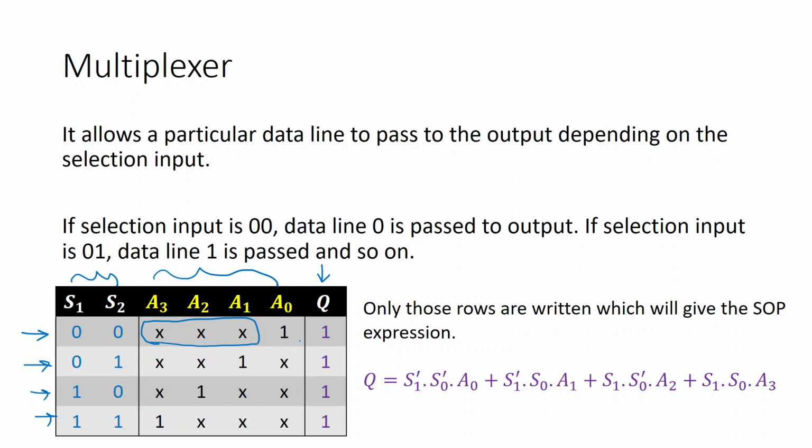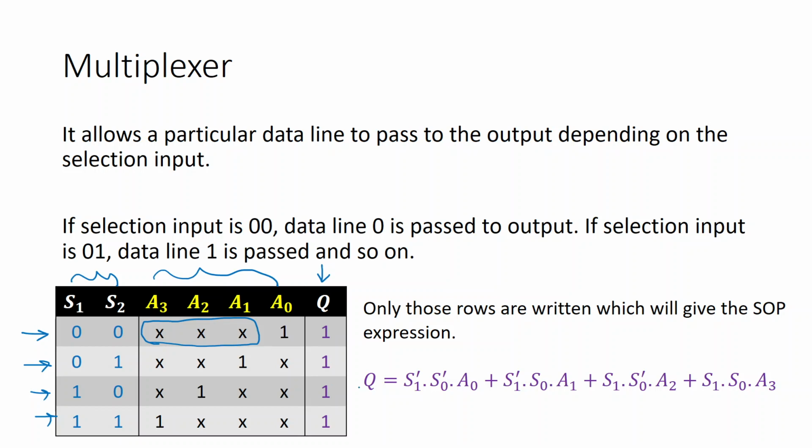Now you can ask, what about those when A0 will be 0? You can write that row. There is no problem in writing that row. But here we are writing only those rows for which we will take the min terms. That's why we are avoiding those rows which are giving output as 0. We are only writing those rows which are giving output as 1, because we want to write a SOP expression. If you said no, I want to write a POS expression, then it's fine. You write the rows which are giving you 0 output. Then you form the POS expression.